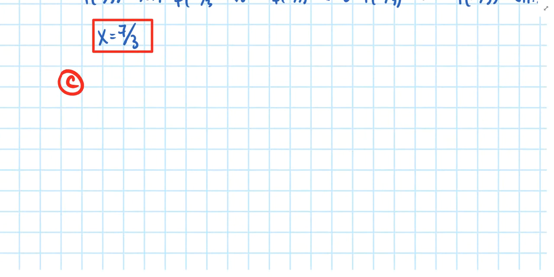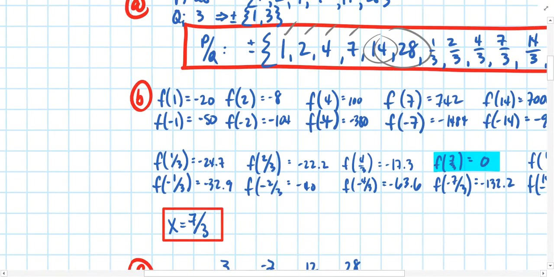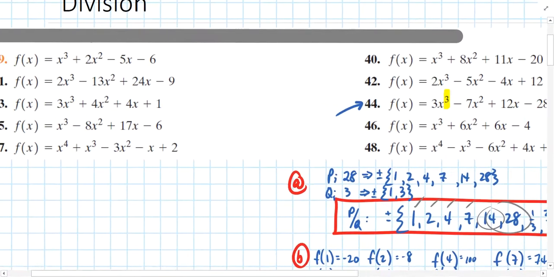And again, we'll use synthetic division for this. So I'm going to list the coefficients. We've got 3, -2, -7. These are the coefficients from the polynomial. 3, -7, 12, and 28. Now I do want to take a side step for a second here, and I don't know if I've got any examples in this list.